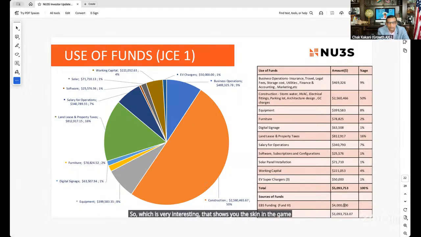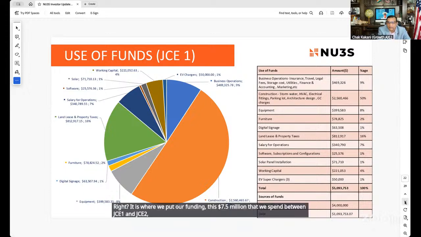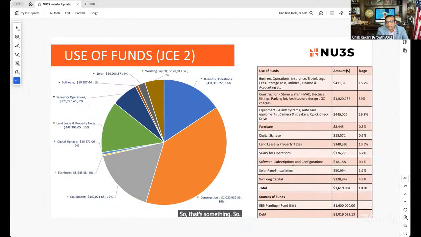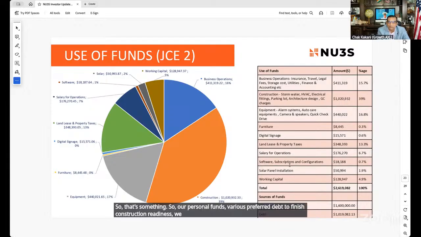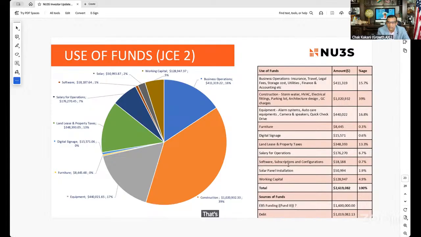That's important. So these founders, us, the founding team, are not just saying, okay, let's raise EB-5 money, let's put just 1% of our capital in the business, right? It is where we put our funding. This 7.5 million that we spent between JCE1 and JCE2 is funded by us. So our personal funds, and we raised preferred debt to finish construction readiness. We did not wait for EB-5 to begin. That's the important part in this.